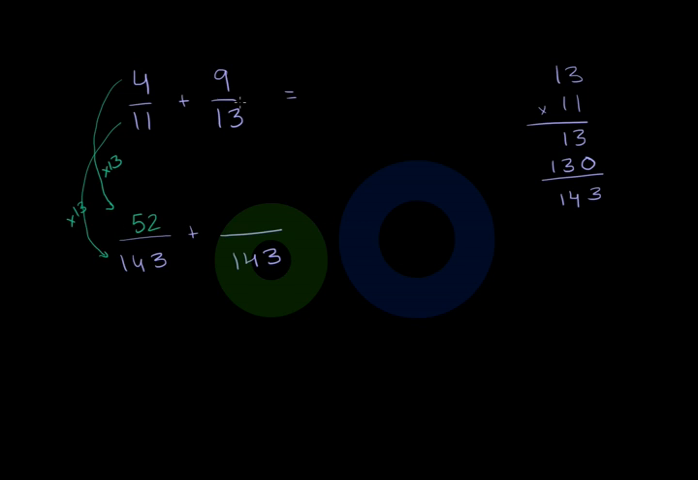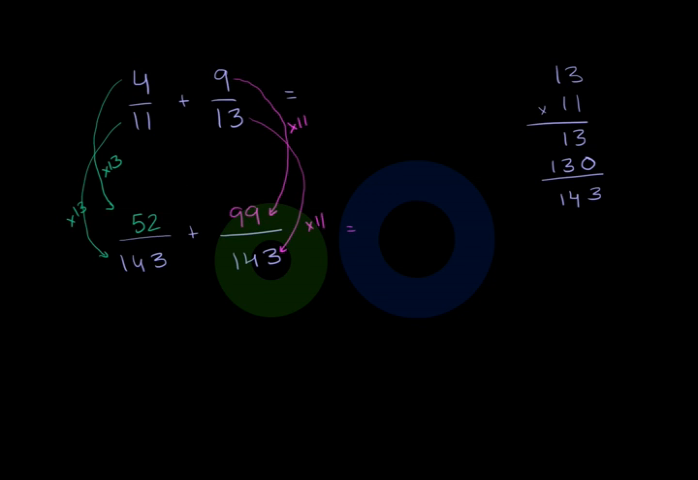And then to go from 13 to 143, we multiplied by 11. So if we multiply the denominator by 11, if we don't want to change the value of the fraction, we have to multiply the numerator by 11. 9 times 11 is 99. And now we're ready to add.